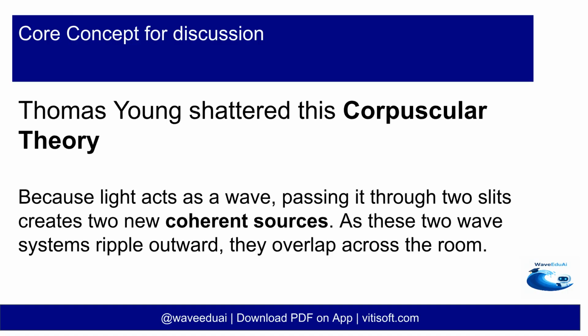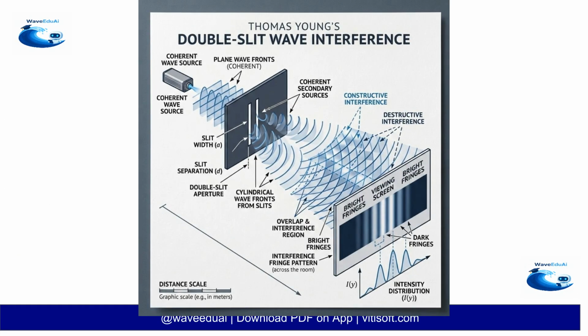Thomas Young challenged the corpuscular model. By demonstrating that light acts as a wave, he showed that passing light through two slits creates two coherent sources that ripple and overlap. This diagram illustrates wave interference.